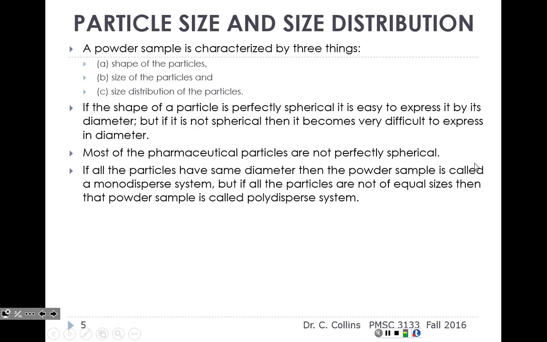If all the particles had the same diameter, the powder sample would be a monodispersed system, but most of them are not that way, so those are considered polydispersed systems. This means they're made up of many different sizes.